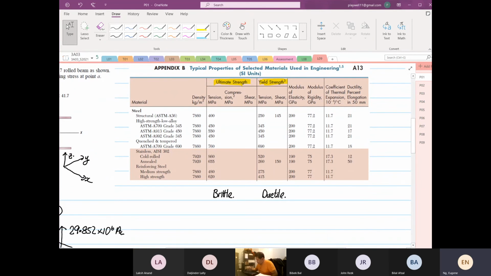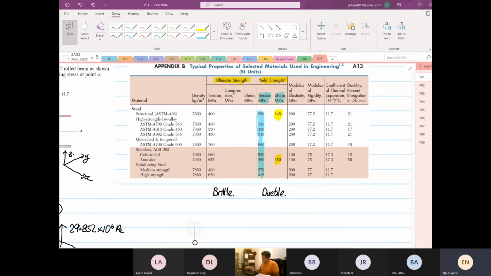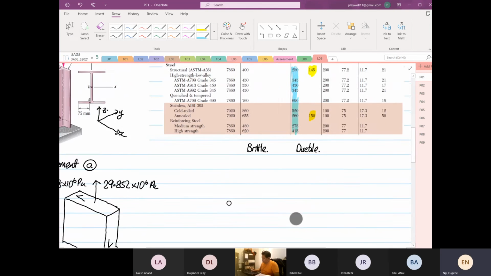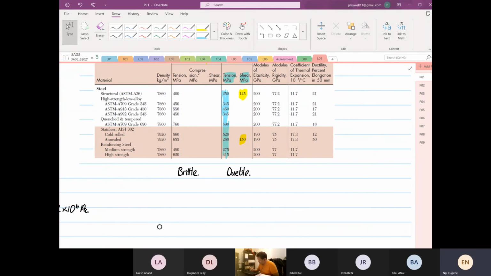Then we are given tension and compression. These values that I'm highlighting in blue are under pure tension, and these are under compression. Now, which value will you use? Our structure has both tension and shear, whereas these numbers that we have down here are unidirectional.